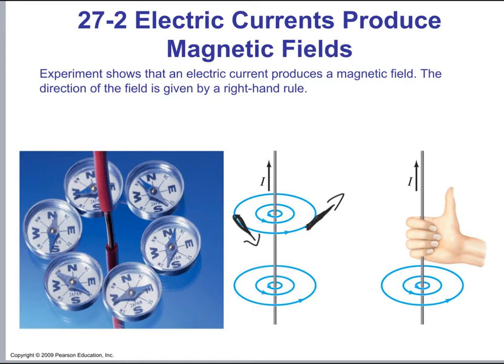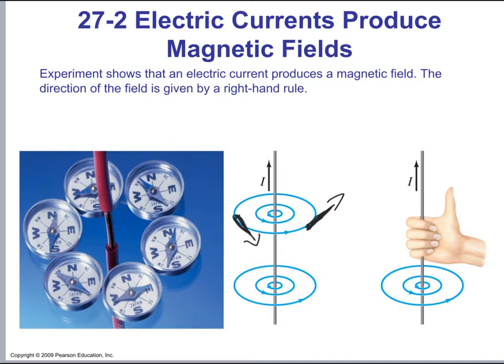But how do we determine if it's going left to right or right to left? Or maybe a better way would be to say, how do we determine if the loops are going clockwise or counterclockwise? And the way that we do that is with a magnetic field right-hand rule. And now there's different types of right-hand rules that we're going to have to learn for different configurations of current and different magnetic fields. But this is the first one we're going to look at. And the rule is very simple.